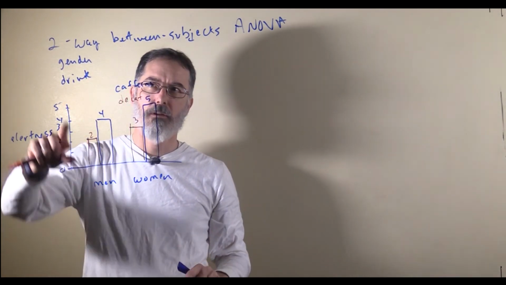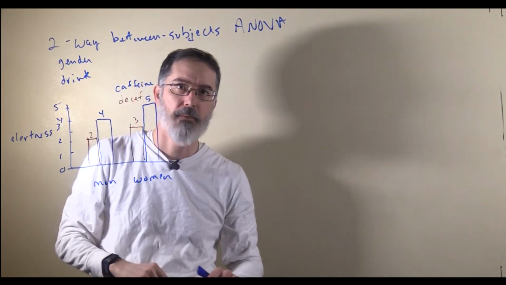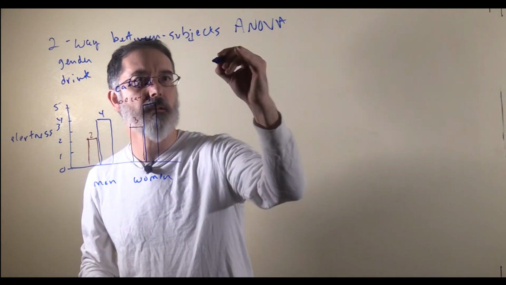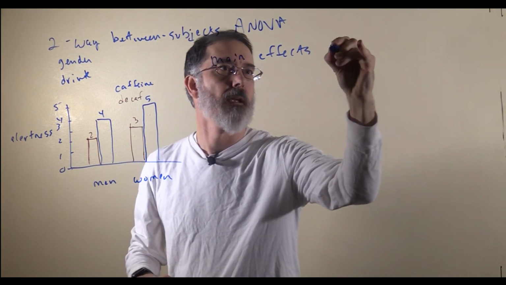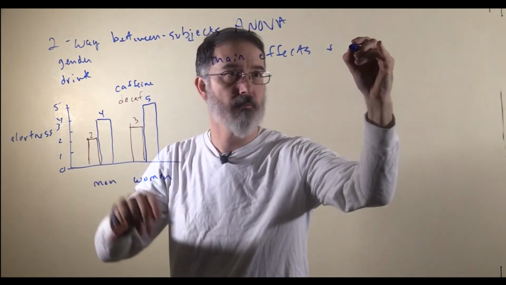All right, so for a two-way between subjects ANOVA, there are going to be what are called main effects and, in this case, one interaction.